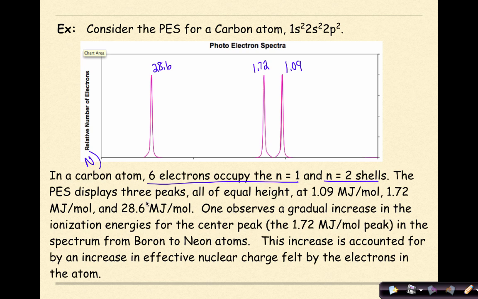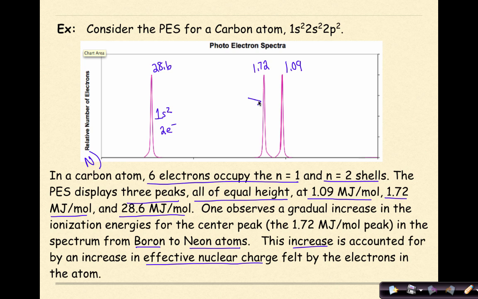The PES displays 3 peaks, all of equal height, at 1.09 megajoules per mole, 1.72 megajoules per mole, and 28.6 megajoules per mole. One observes a gradual increase in the ionization energies for the center peak, the 1.72 megajoules per mole peak, in the spectrum from boron to neon atoms. This increase is accounted for by an increase in effective nuclear charge felt by the electrons in the atom. If we take these 3 peaks and we compare them to our electron configuration, this peak would represent 1s2 with 2 electrons.